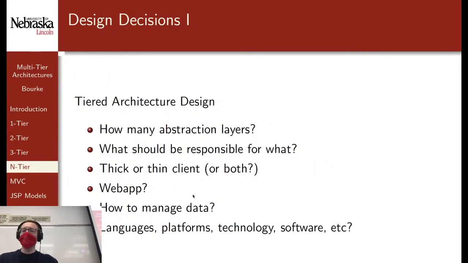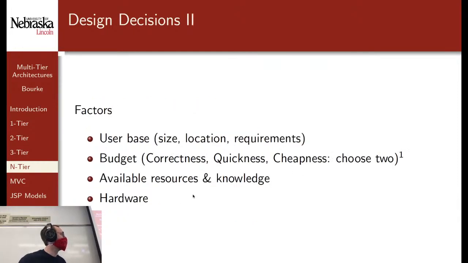Right? The core questions are, how many abstraction layers do you actually need? Right? Do we need 7 right off the bat? Probably not, until we get to a point where we do need to scale like that. Who should be responsible for what? Should we do thick client, thin client? Should we support both iOS and Android and desktop and a web app? How do we manage the data? What languages, what platforms, what technology, what software do we use, right?